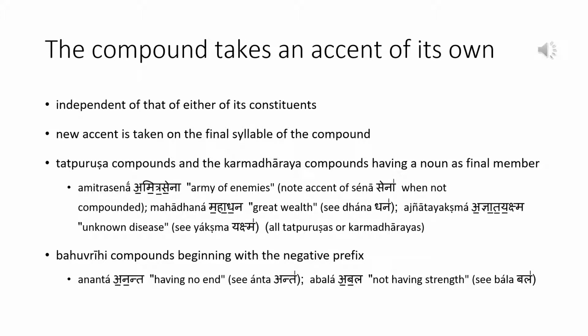Another variety is where the compound takes an accent of its own, independent of that of either of its constituents. This new accent is taken on the final syllable of the compound. This is normally followed by Tatpurusha compounds and Karmadharaya compounds having a noun as final member, and Bahuvrihi compounds beginning with a negative prefix and some others.